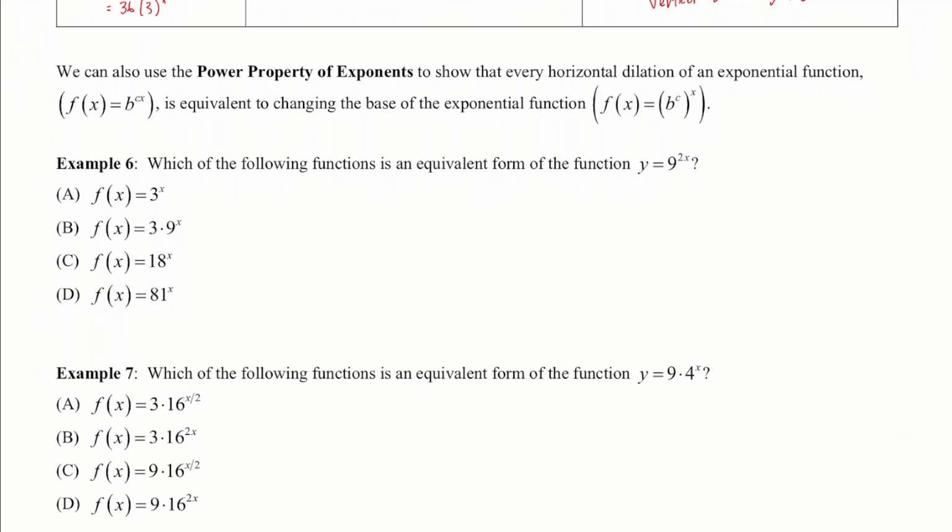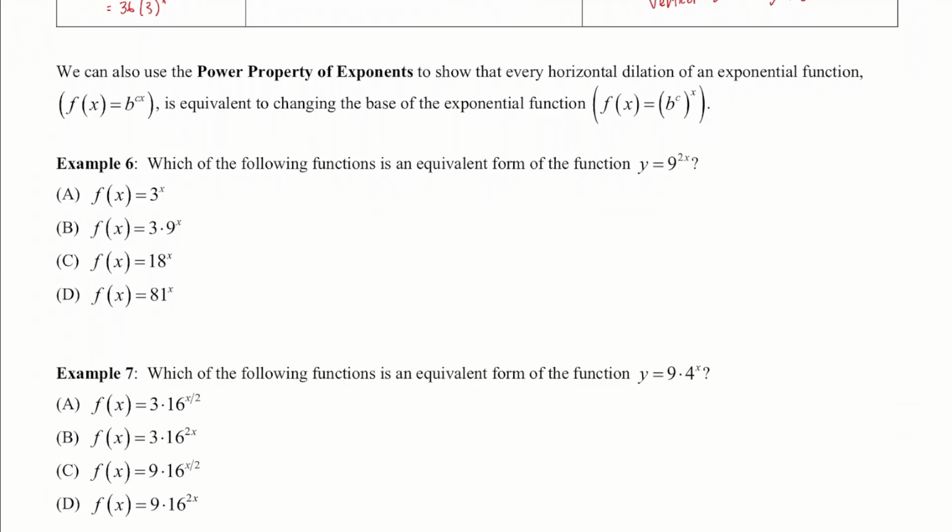Which of the following functions is an equivalent form of the function y equals 9 to the power of 2x? There are two ways I can approach this. I can compare my answer choices to see if there's any way I can rewrite one to get back to the original, or I can think about it the other way. Depending on how you approach it, one might be easier than the other.